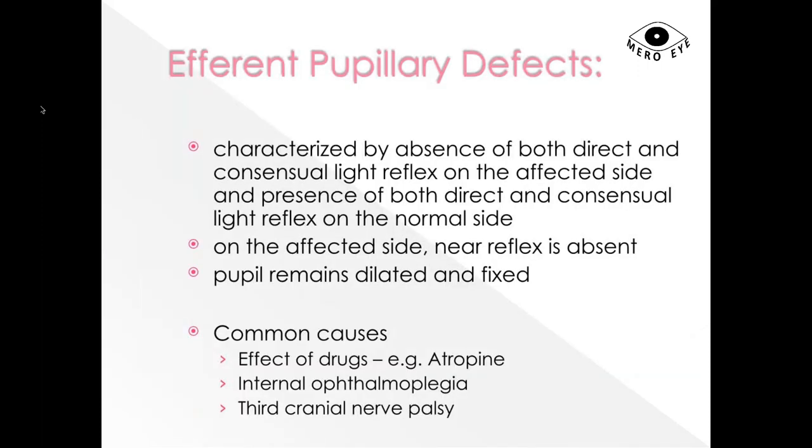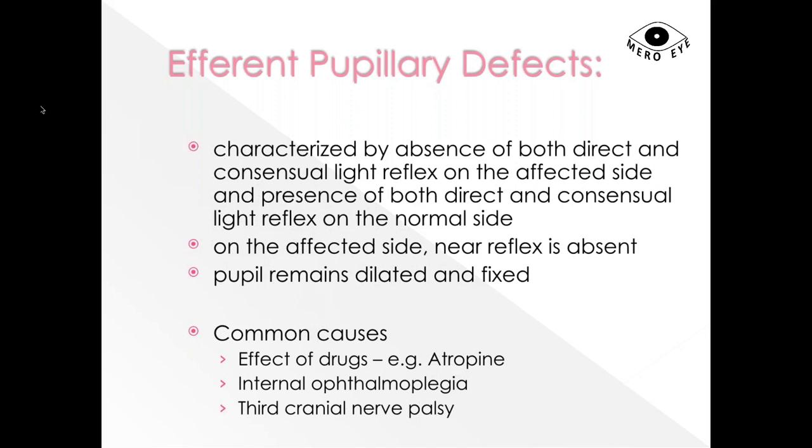Now coming to the efferent pupillary defects. Efferent pupillary defects are characterized when there is absence of both direct and consensual light reflex on the affected pupil, and there is presence of both direct and consensual light reflex on the normal side. Here there is no problem in the sensory impulse, but the motor impulse is damaged. So the near reflex on the affected side is also absent. That is, the pupil becomes fixed and dilated.